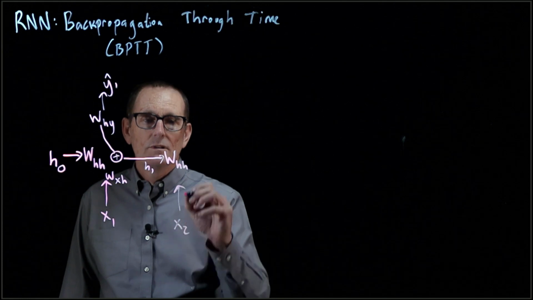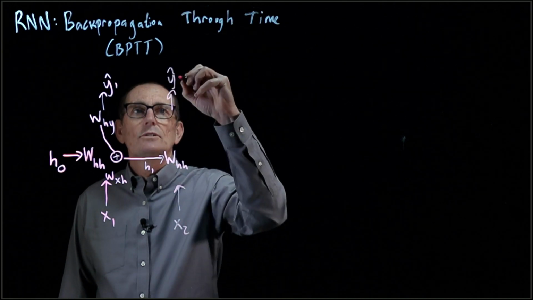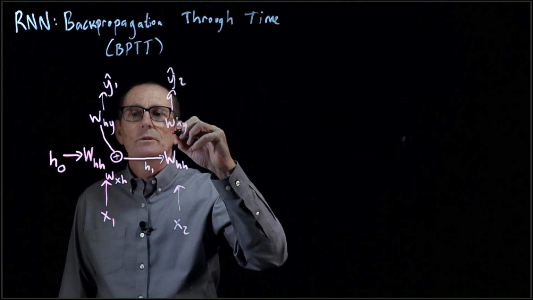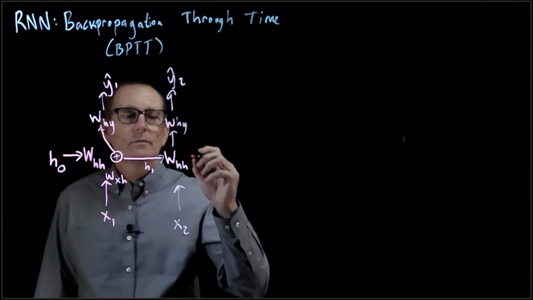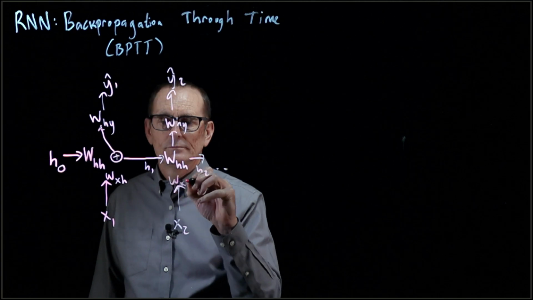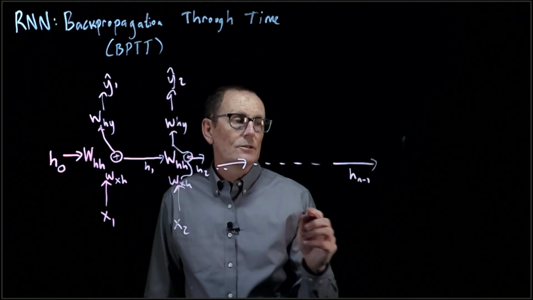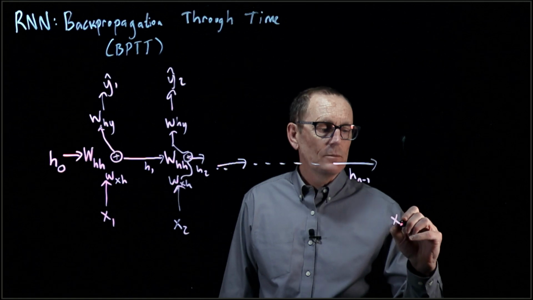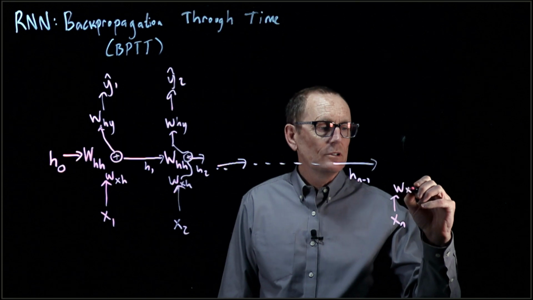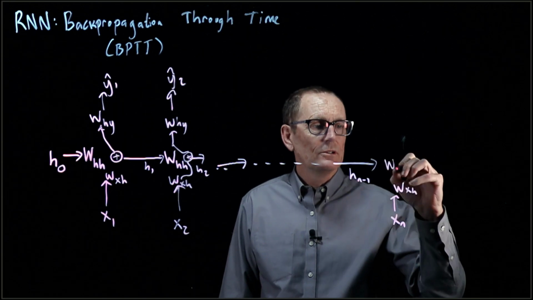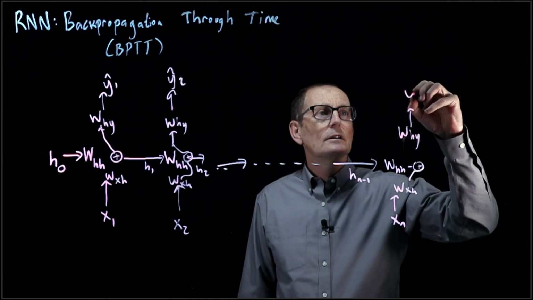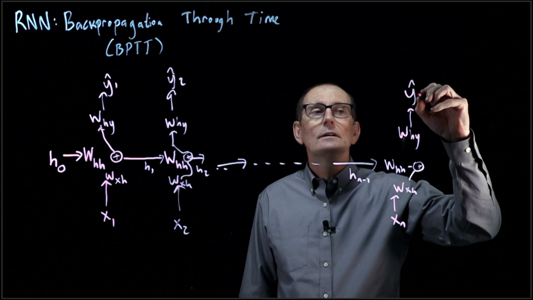X2 comes up, Y hat 2 comes in. We have WHY, again coming up, and this comes out H2, and so on. All right, so this goes all the way through until we get to X sub n, assuming we have a sequence of length n. We have our WXH, WHH, WHY, up to Y hat sub n.